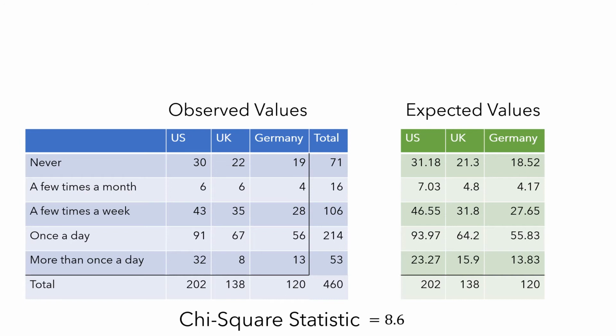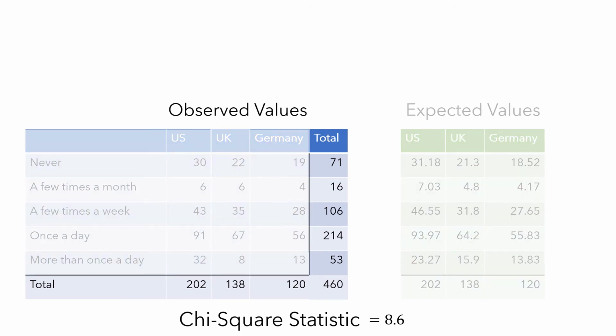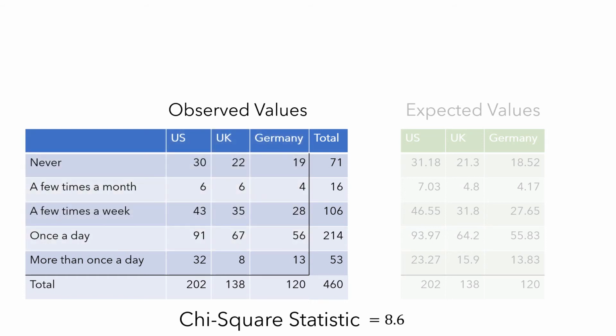Finally, we need to determine whether this statistic is strong evidence against the null hypothesis. Since our expected counts are each roughly at least 5, it will be okay for us to look at a chi-square sampling distribution. But first, we need to know which chi-square distribution. That is, we need to compute the degrees of freedom. In our observed values, the totals for each row and column are fixed. For example, in the US, there have to be 202 people, and there have to be a total of 53 people who ate a serving of meat more than once a day. So, the value in this cell can vary, as can the value in this cell. But since the total in the row has to add to 71, the value in this cell would be fixed.